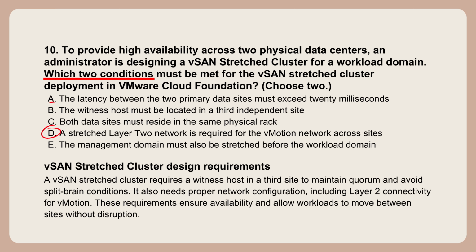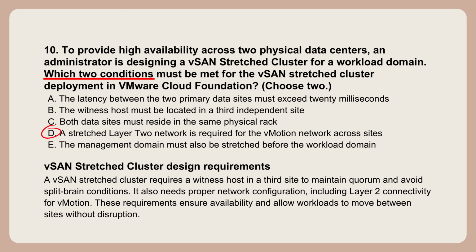Let's look at the mechanism of option B first. The witness host must be located in a third independent site. Right. This is all about preventing a split brain scenario. Wait, split brain? Let me see if I can visualize this. Imagine our 2 data centers are 2 separate islands. Okay, I like it. They are constantly syncing their data. Suddenly, the underwater cable connecting them gets cut. Both islands are perfectly fine, but they can't talk to each other. Right. And if they can't talk, both islands might assume the other one sank. So they both try to take active control of the storage, writing different data to the same virtual machines. Oh, that's bad. Yeah, when the cable is fixed, the data's completely corrupted.